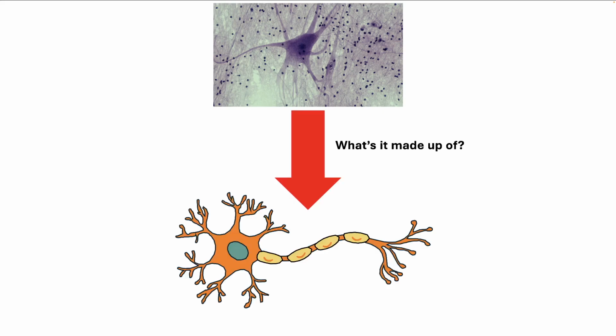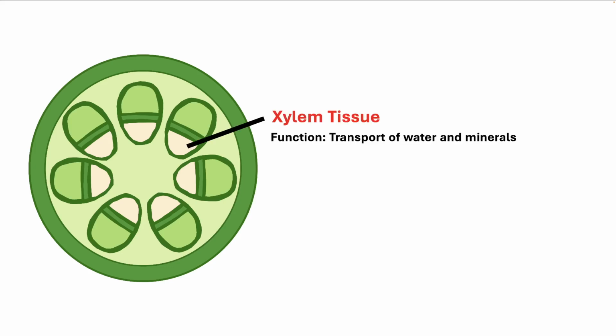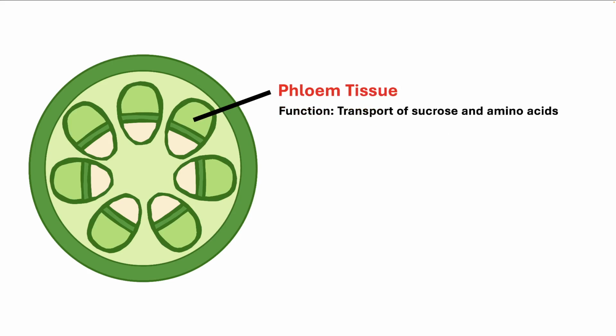Another example of this is nervous tissue. And nervous tissue is made up of neurons or nerve cells, carrying information around your body as electrical impulses. You also need to know that in plants, there's also the xylem tissue for transporting water and mineral salts, and the phloem tissue for transporting sucrose and amino acids. Those are all actually things we've got separate videos about, but as long as you're aware of what tissues are, you should be fine for now.